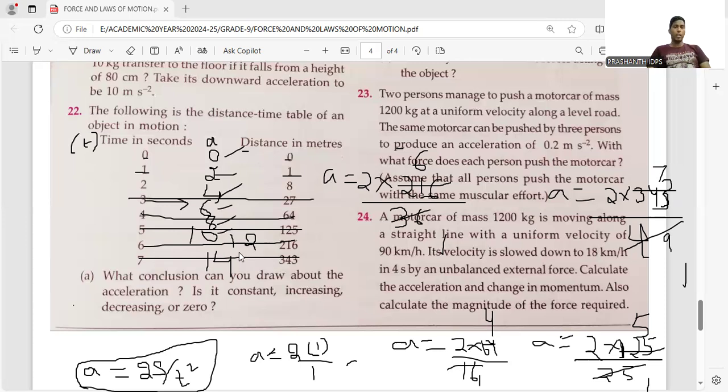So it keeps on increasing, right? So acceleration is increasing. These are the acceleration values. I have found these values by using the formula a is equal to 2s by t square, and also I have noticed that acceleration is increasing. Okay, so this is the answer for the first one.